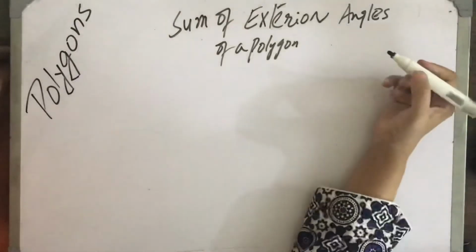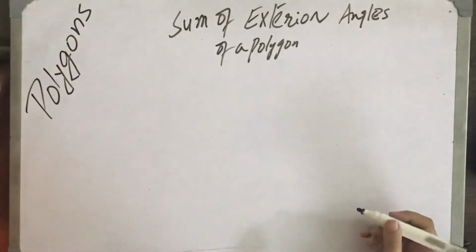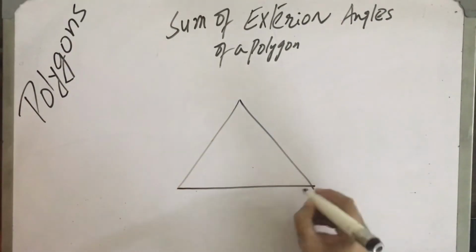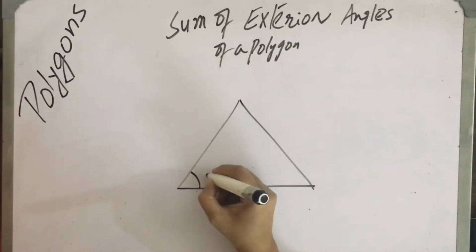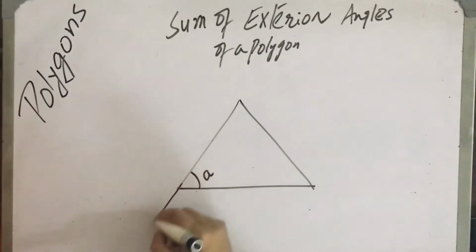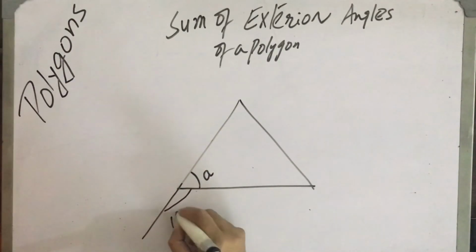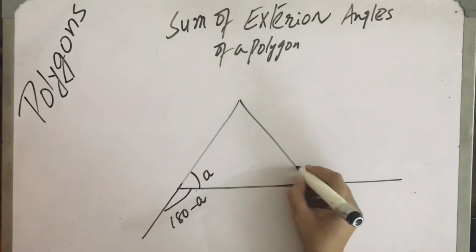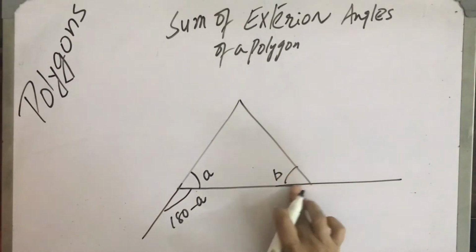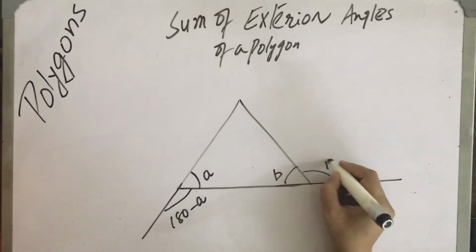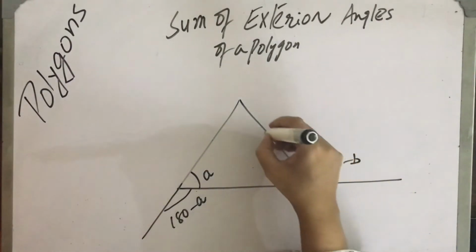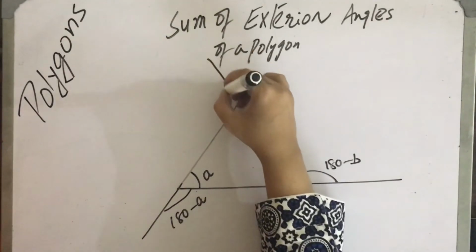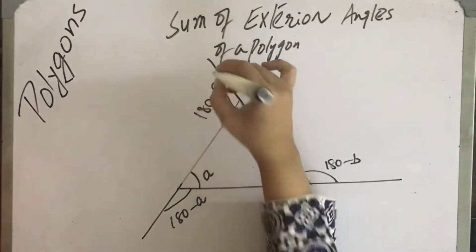Our next target is the sum of exterior angles of a polygon. The smallest possible polygon is a triangle. If I have this interior angle A, its exterior angle will be 180 minus A. If I have this angle B, its exterior angle will be 180 minus B. And if this is C, the exterior angle will be 180 minus C, right?